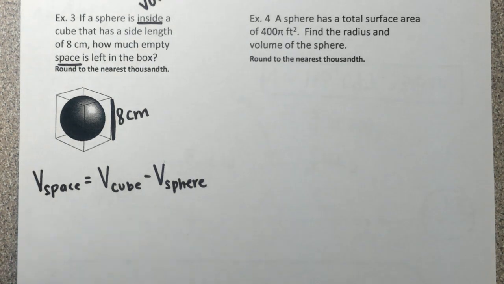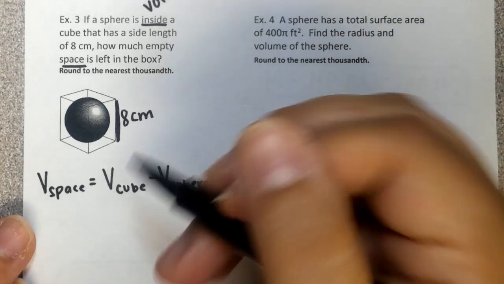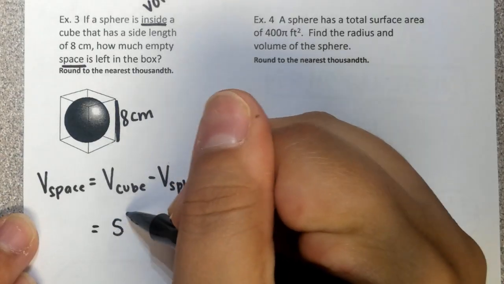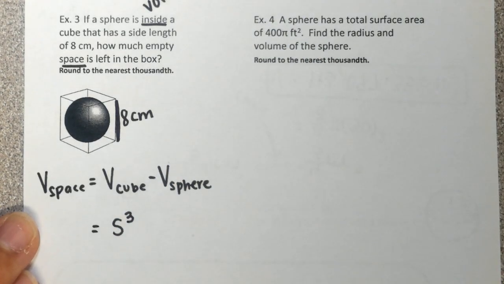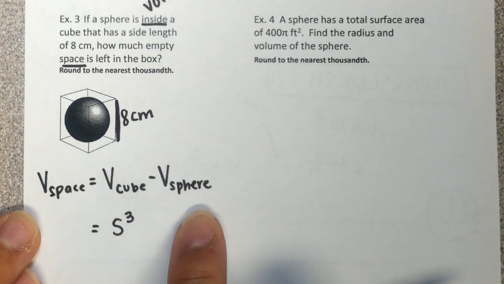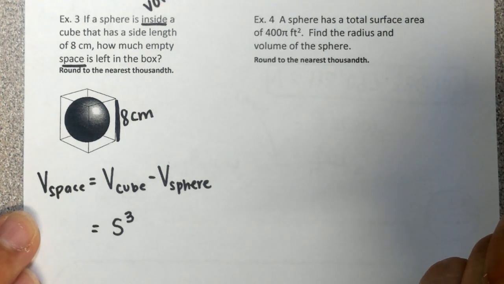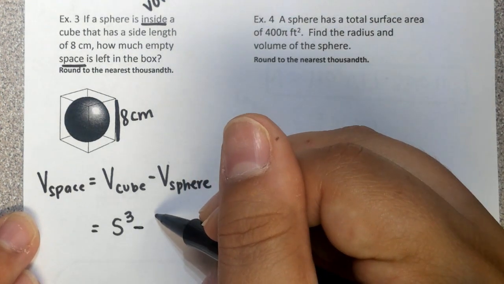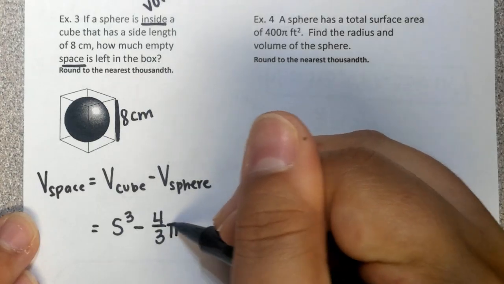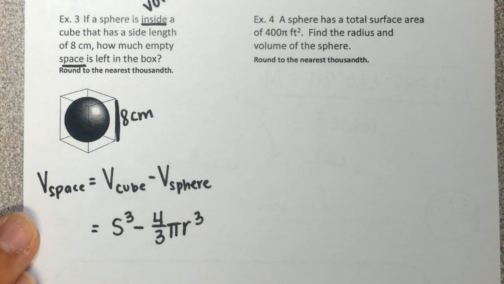We did not talk about a cube yesterday. Does anybody know the formula for a cube? What was the formula for a square? Base times height, or s squared. So what do you think the formula for a cube is? S cubed. The formula for a volume of a cube is s cubed. What's the formula for volume of a sphere? Four over 3 pi r cubed.